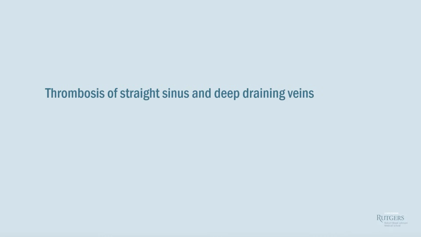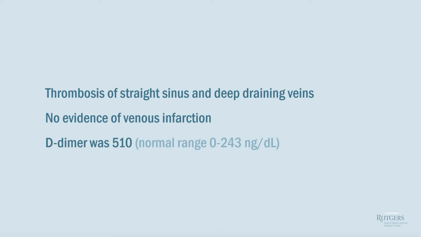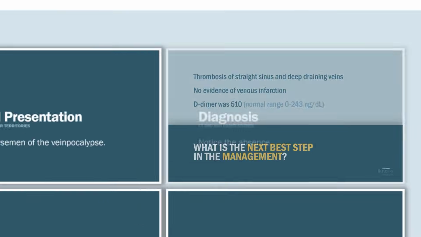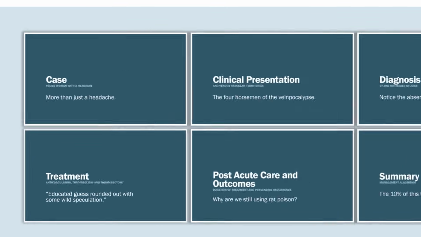In our patient, thrombosis of the straight sinus and deep draining veins was confirmed. And there was no evidence of venous infarction, we just saw the imaging. D-dimer was also done and was elevated at 510 nanograms per deciliter. What is the next best step in the management? Time to treat.